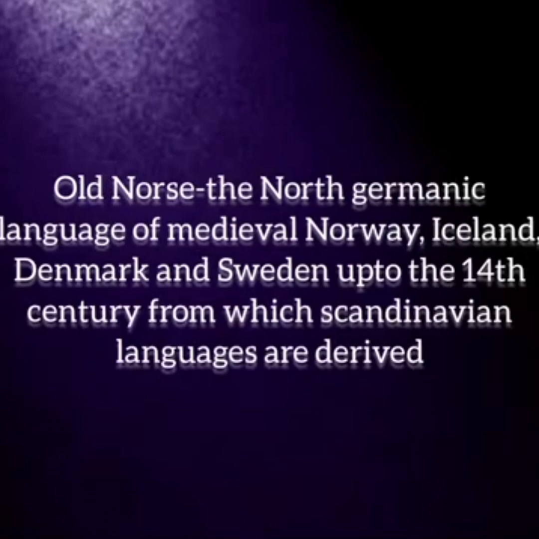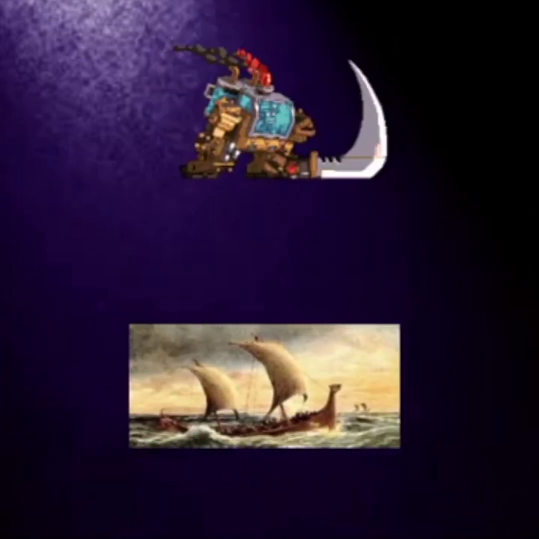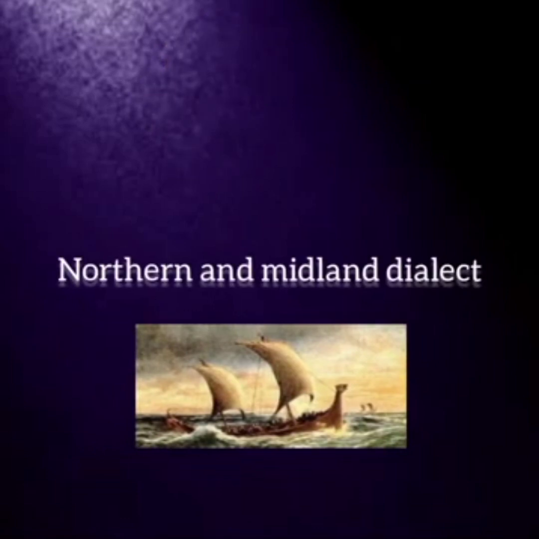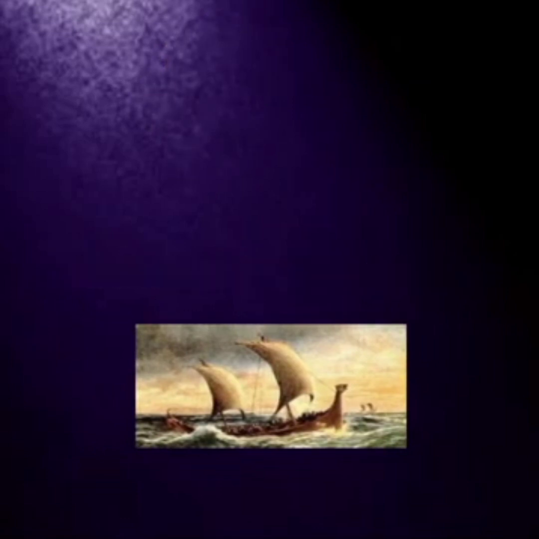Here, Old Norse means the North Germanic language of medieval Norway, Iceland, Denmark, and Sweden up to the 14th century, from which the Scandinavian languages are derived. Before the Norman conquest, it was first caused by Scandinavian invasions and influenced the Northern and Midland dialects early. But the Norman conquest, which brought Norman rule in England, brought so many changes as seen above.